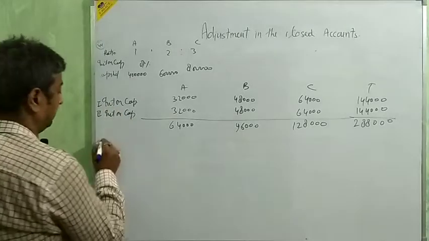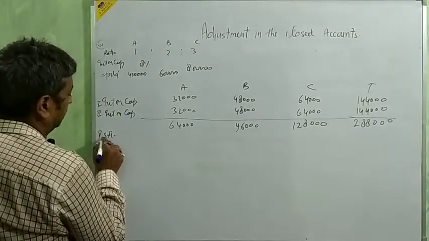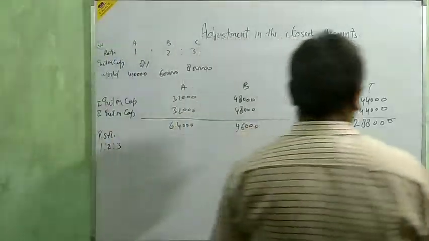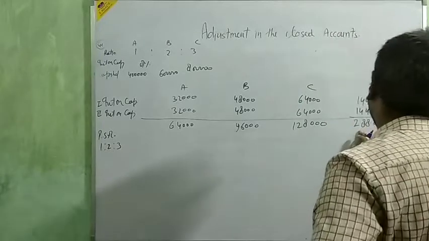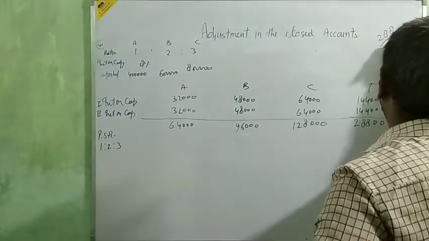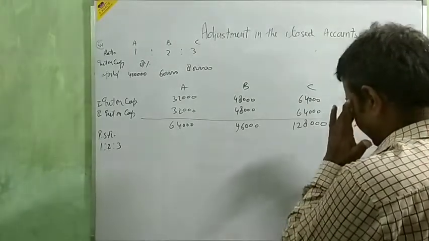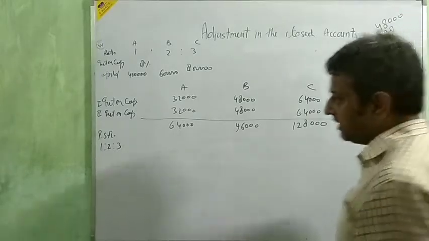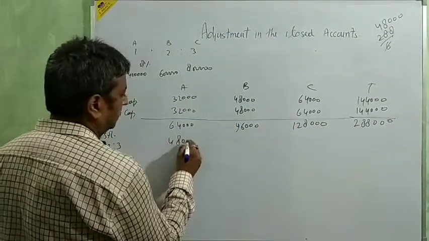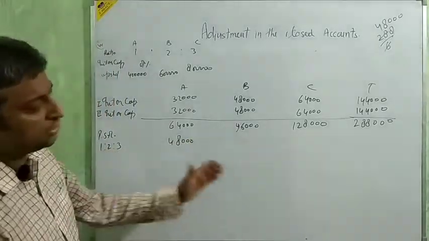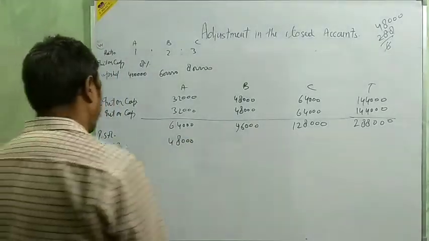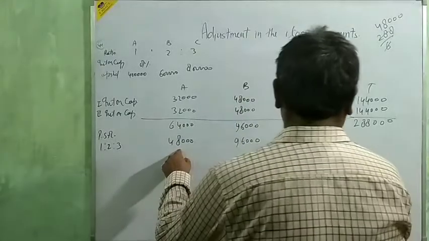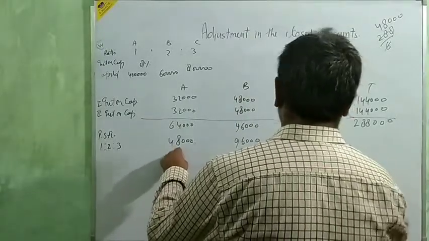2,88,000 in the profit sharing ratio of 1 is to 2 is to 3. It means 6. 288 divided by 6 is 48,000. Okay, same way, amount into ratio upon total ratio. 48,000, then 96,000, then 3 times 48,000, 1,44,000.